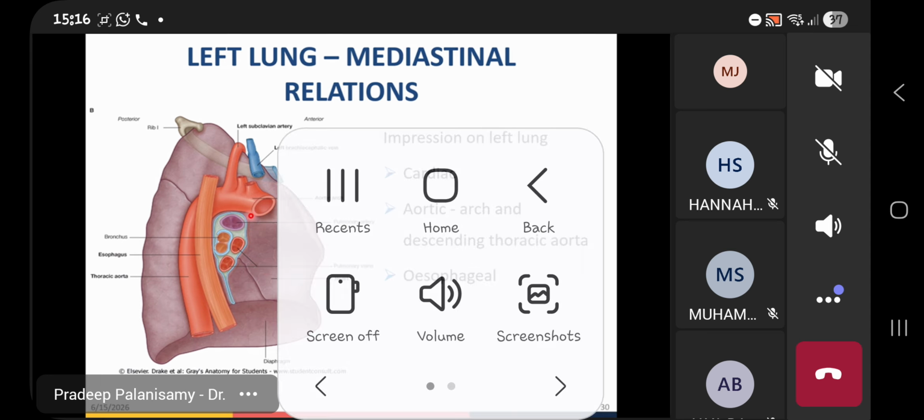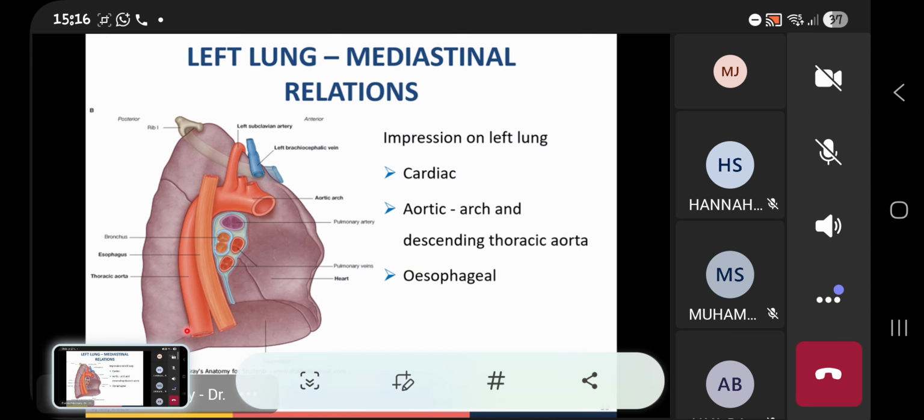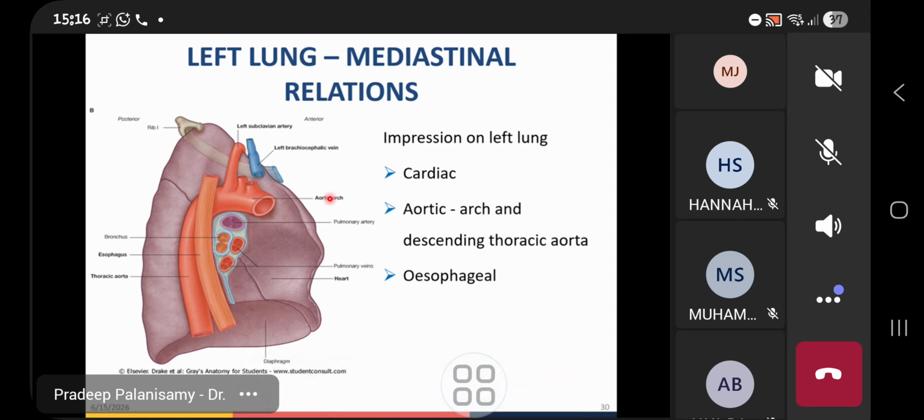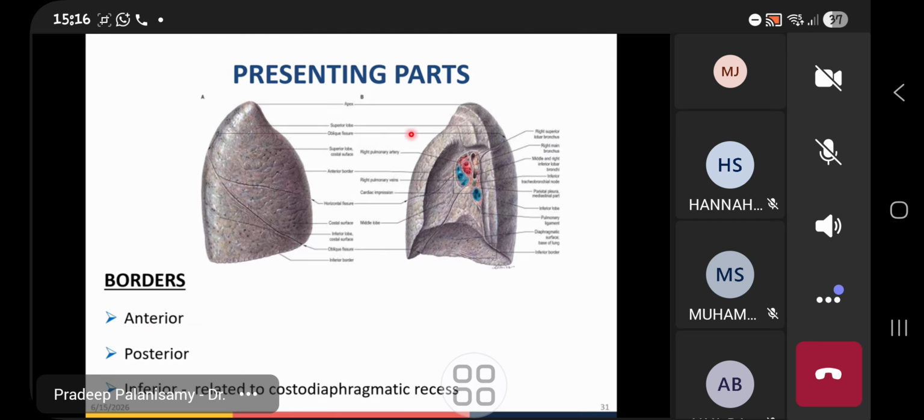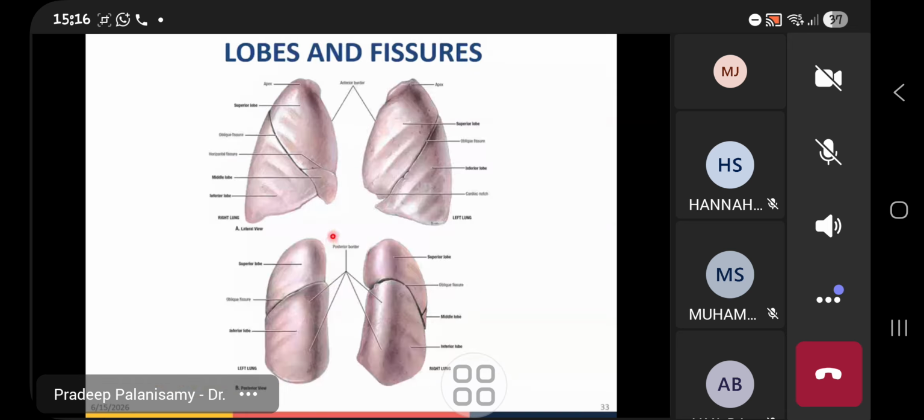So about the cardiac arch and the aortic arch, descending thoracic aorta, once you take them out in the lung, you can see these impressions. So these are important in case of lungs. And what else is important is, you need to know about the lobes and fissures.